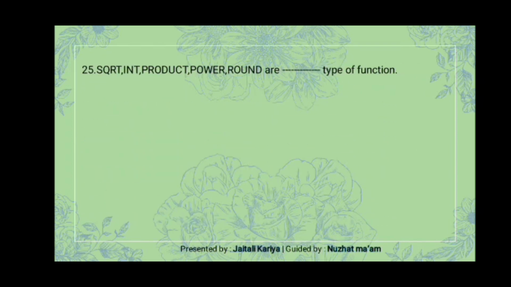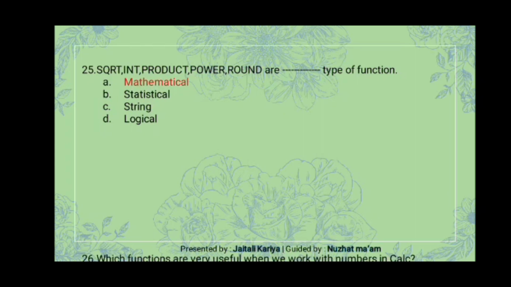25. Square root, integer, product, power, round are dash type of function. A. Mathematical, B. Statistical, C. String, and D. Logical. And the correct answer is A, that is mathematical.